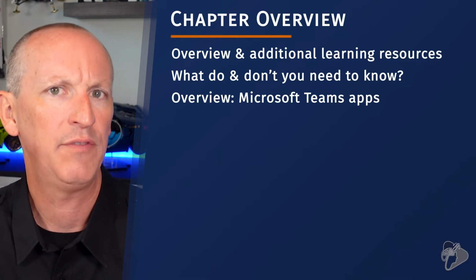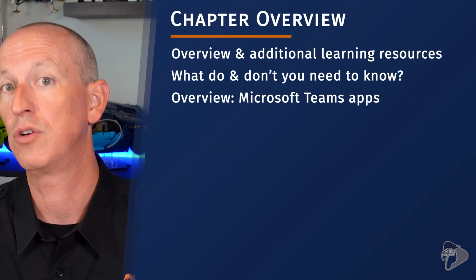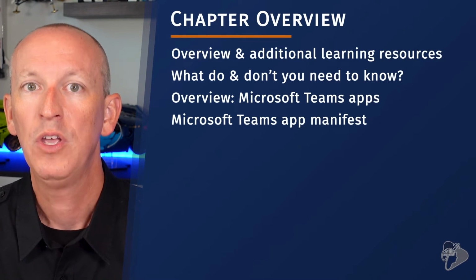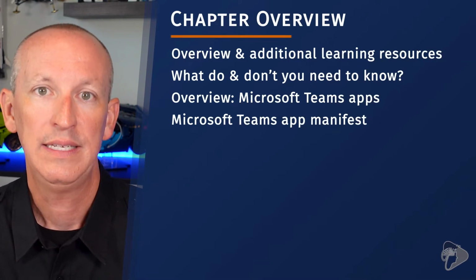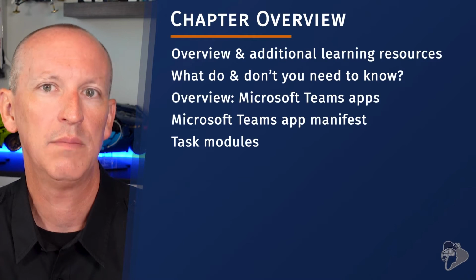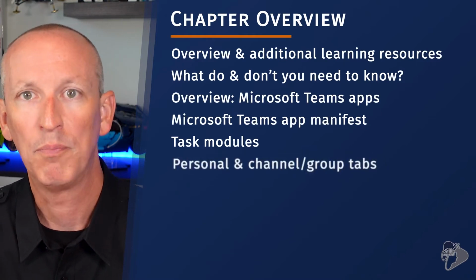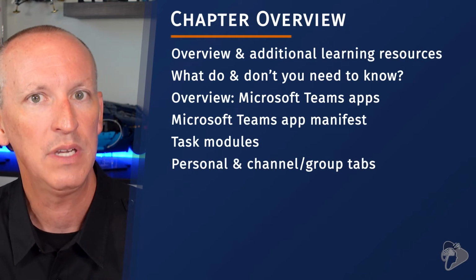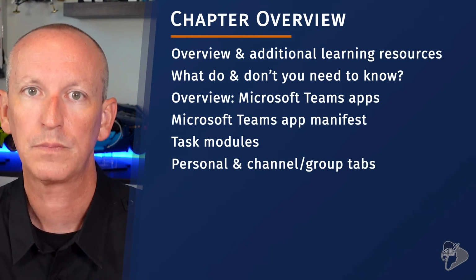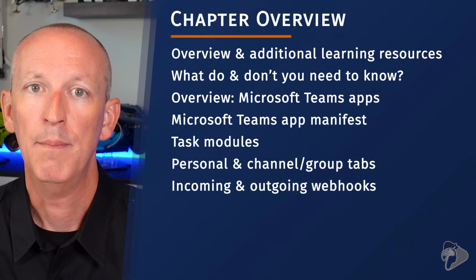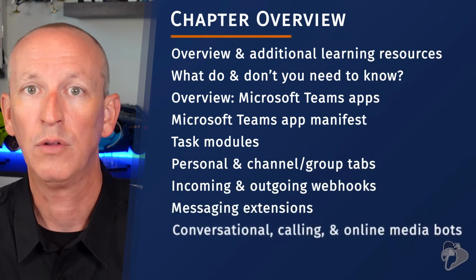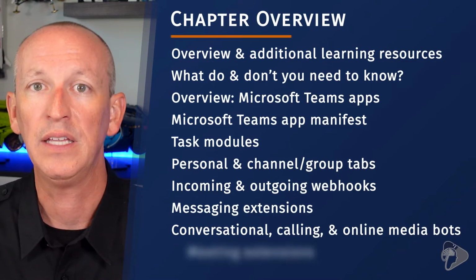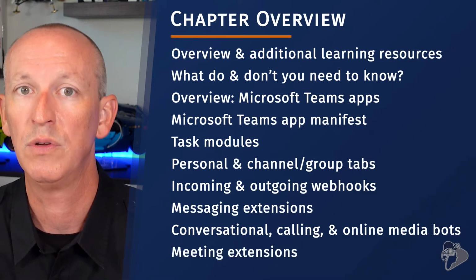And then I'm going to kick off a handful of lessons on the various extensibility things that you're going to be tested on, including creating an app manifest for your app using the developer portal for Teams, task modules, which are really just dialogues in Microsoft Teams, tabs, both personal and channel or group tabs. These used to be called static and configurable tabs for those who aren't familiar with these terms. And then we're going to look at webhooks, messaging extensions, bots, including conversational bots, calling bots, and online media bots. And finally, a custom app for meetings, also referred to as a meeting extension.